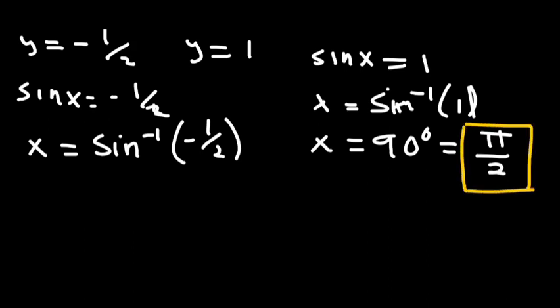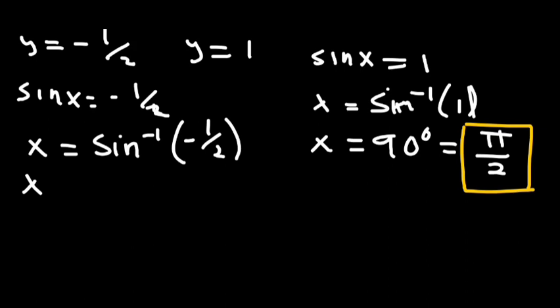So that's one of the solutions that we have. We found one of the solutions. Let us find another solution. What is sine inverse of half? Sine of 30 degrees is half.